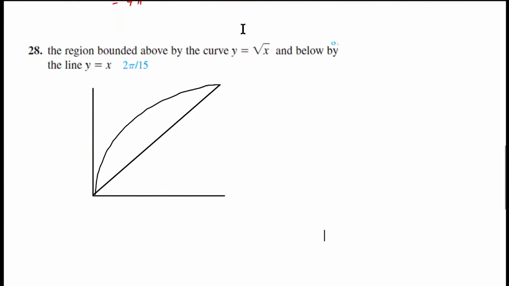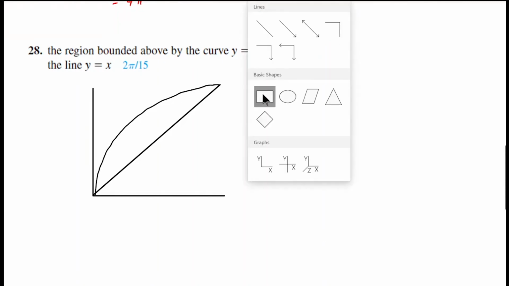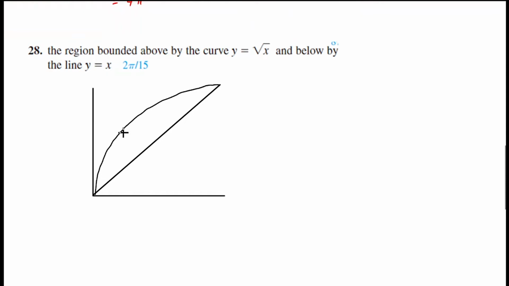Now, let me draw the rectangle, and I'm going to put that rectangle about here, like that. Change that to red color as always. So this is dx right here, and let's label this. Y is equal to x, and y is equal to square root x. So I'm going to call this y1 and this y2.